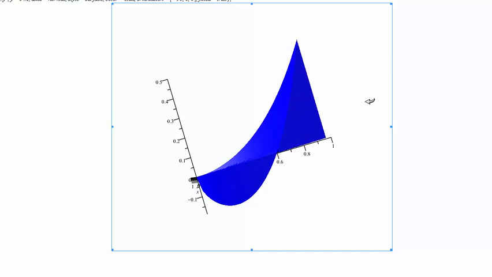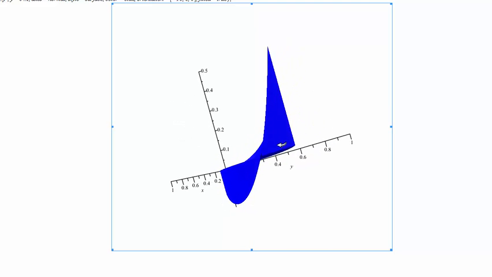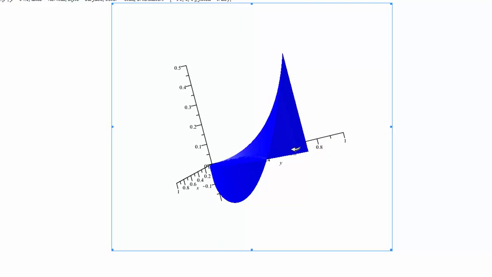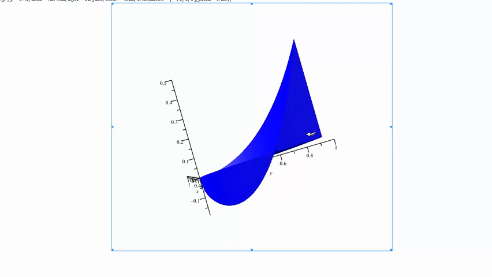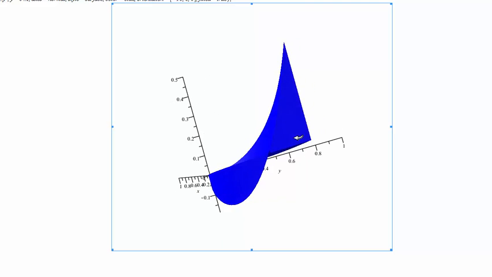The fact that we know the answer, positive 0.0107, means that the volume of the portion above the xy plane is slightly bigger than the volume of the portion below the xy plane.